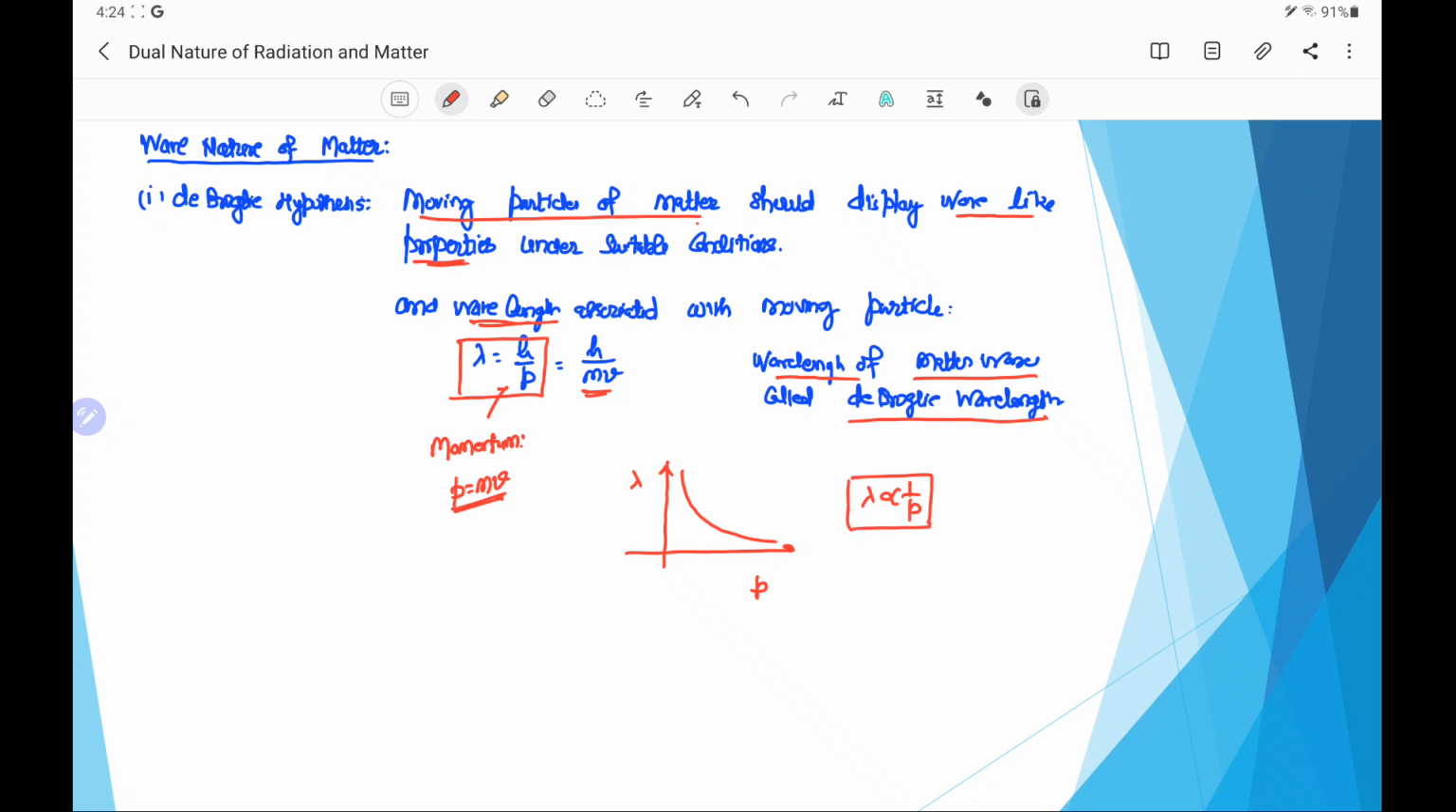That means if momentum increases, for the same velocity, if mass increases, then this wavelength will decrease. And if mass decreases, then wavelength will increase. So we can conclude that for matter waves, the wavelength is too small to measure for macroscopic objects, but in subatomic particles like electrons and protons, the speed is very much higher. This shows the wave character of the particle in a significant and measurable way.